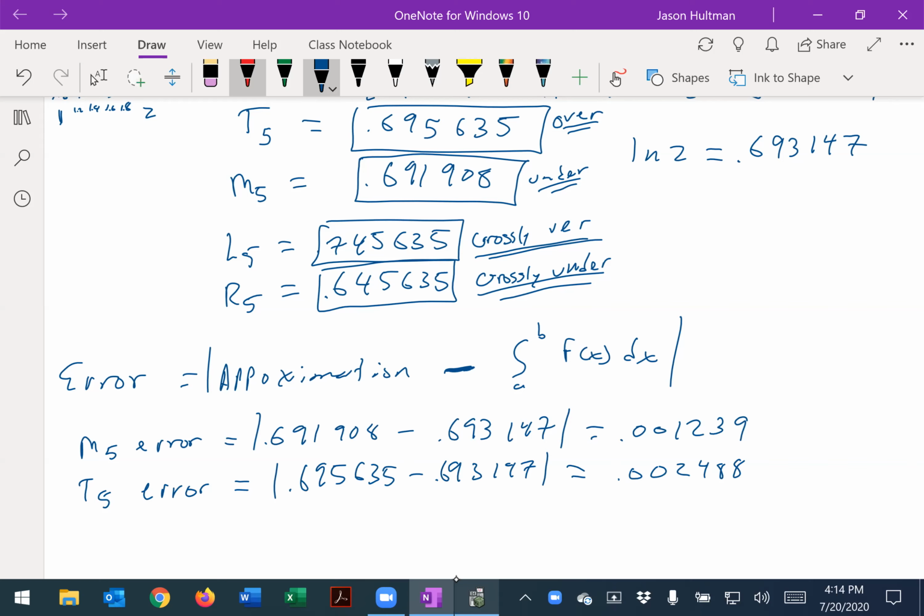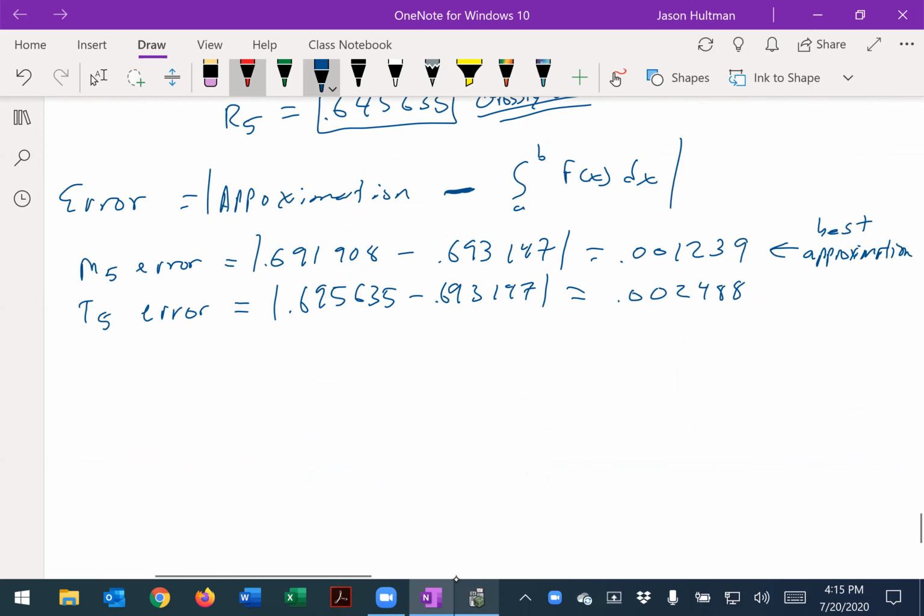So the midpoint rule was the best to go with for this function. That's not always the case, but for this function, the midpoint rule was the best approximation. Okay, let's talk a little bit about error bounds.